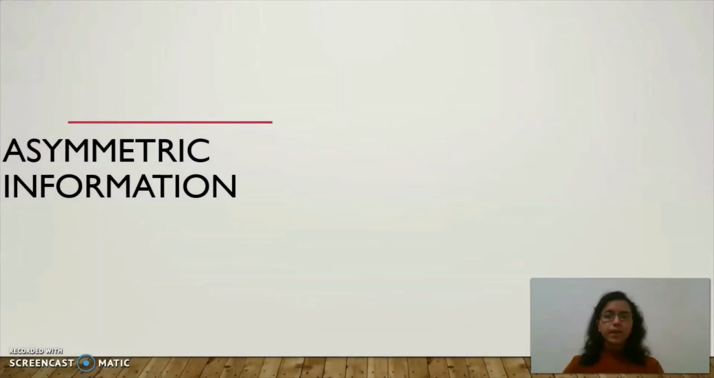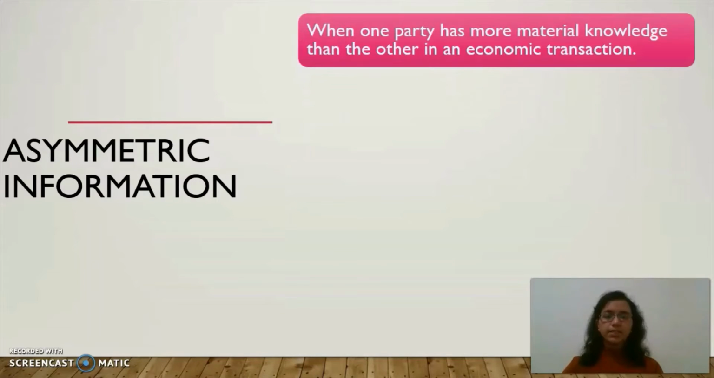Now we will look at asymmetric information, which is when one has more material knowledge than the other. Also, the two problems, that is moral hazard and adverse selection, will be discussed. Asymmetric information occurs when one party has more material knowledge than the other in an economic transaction.